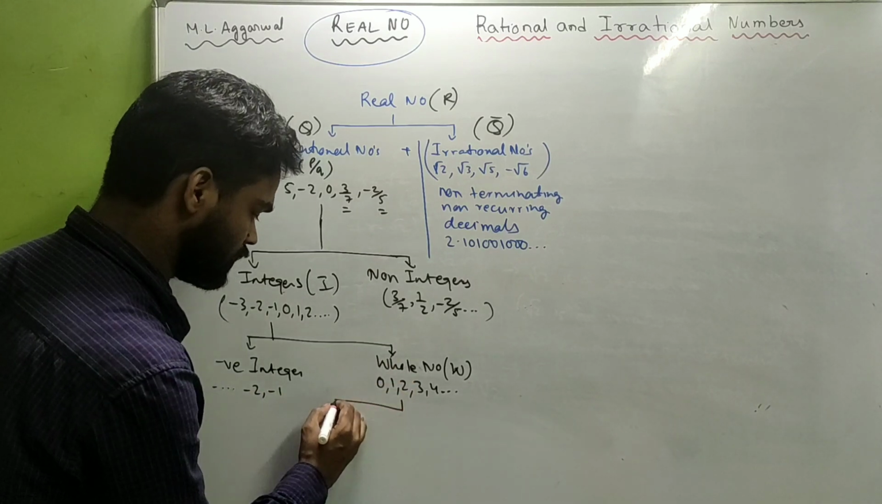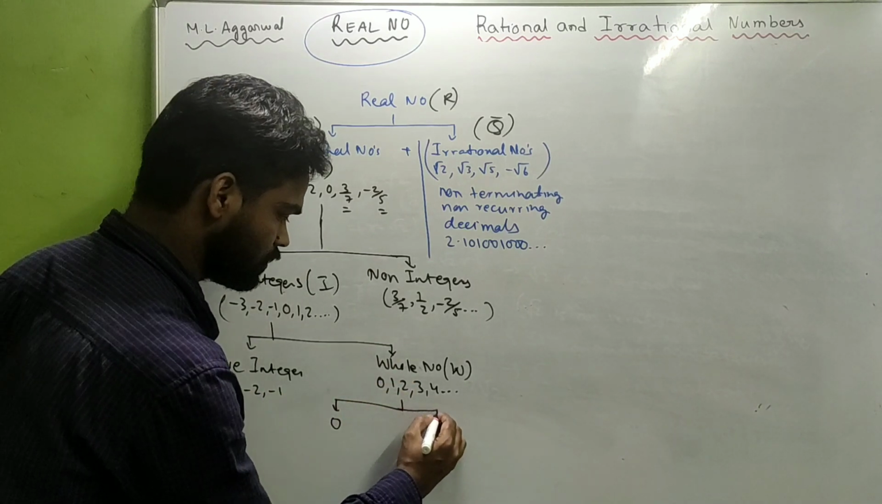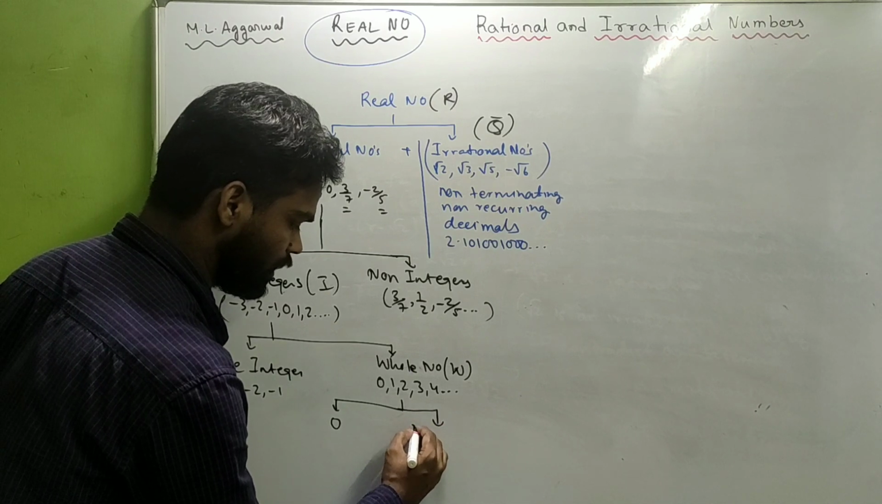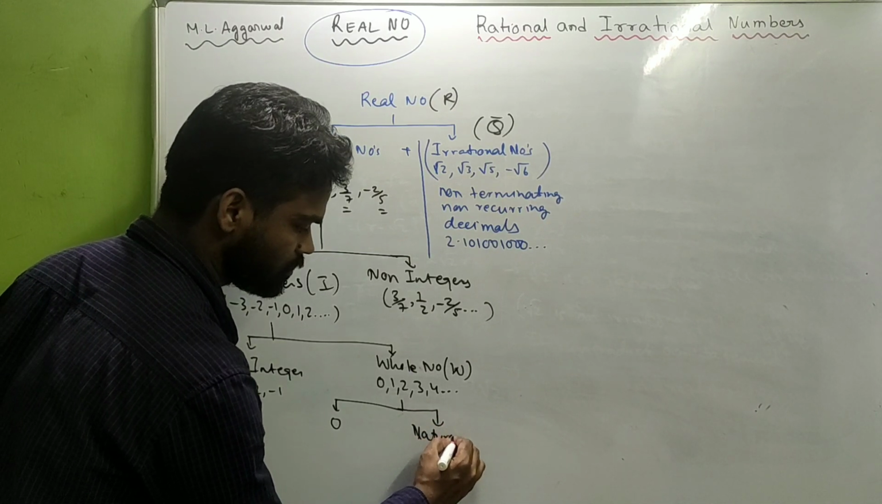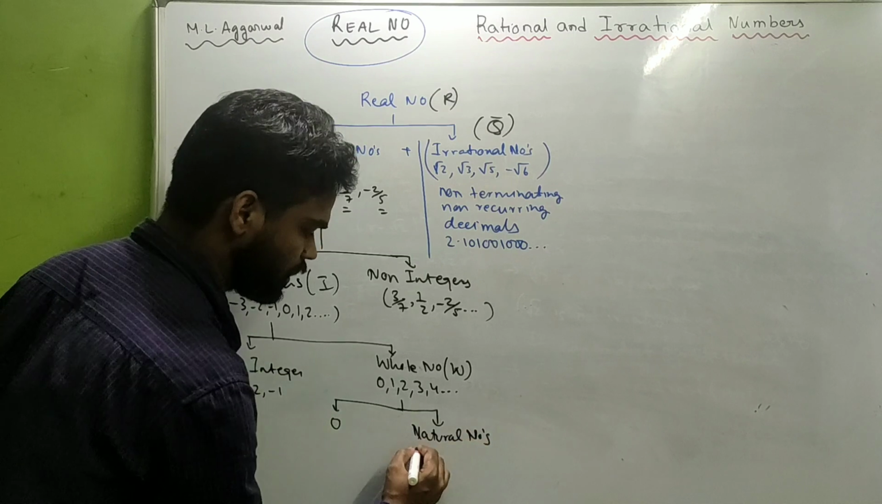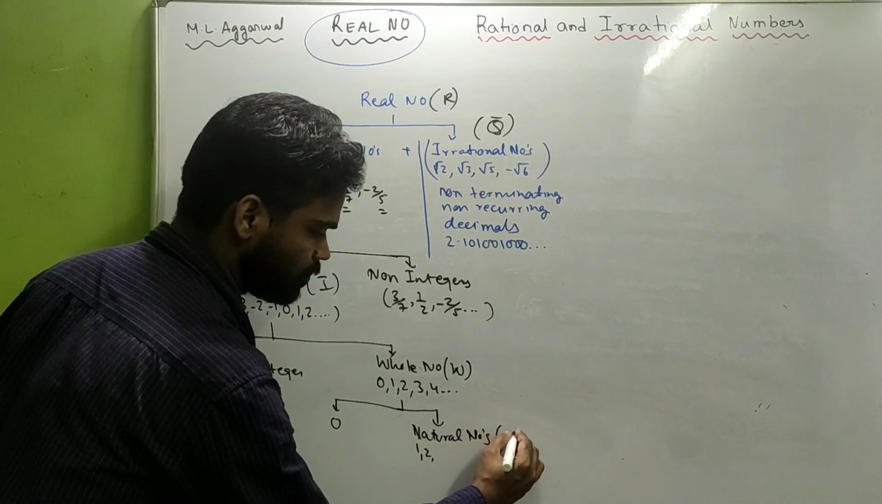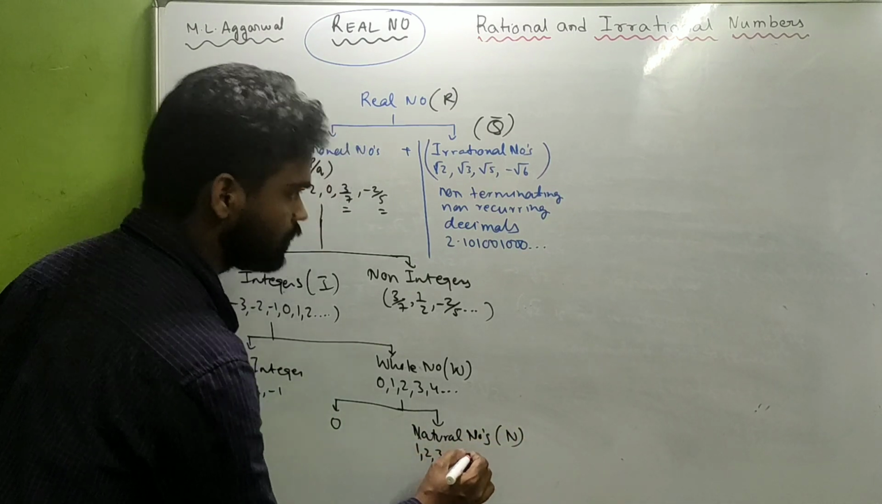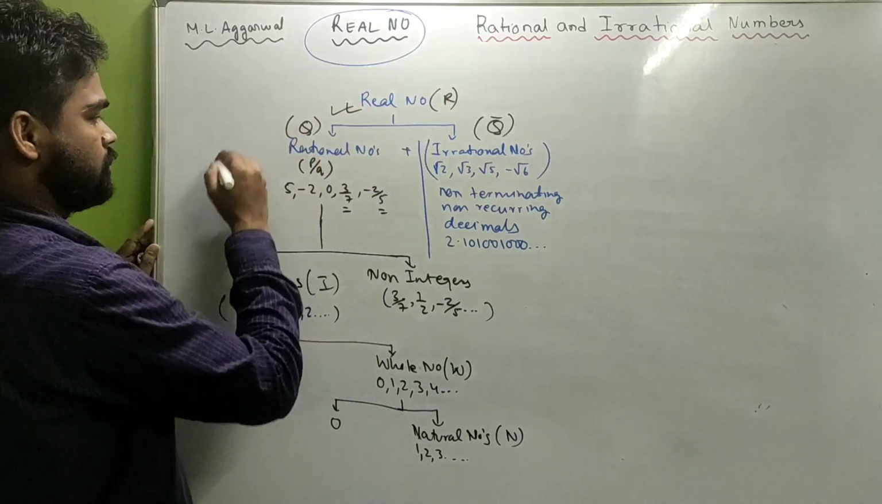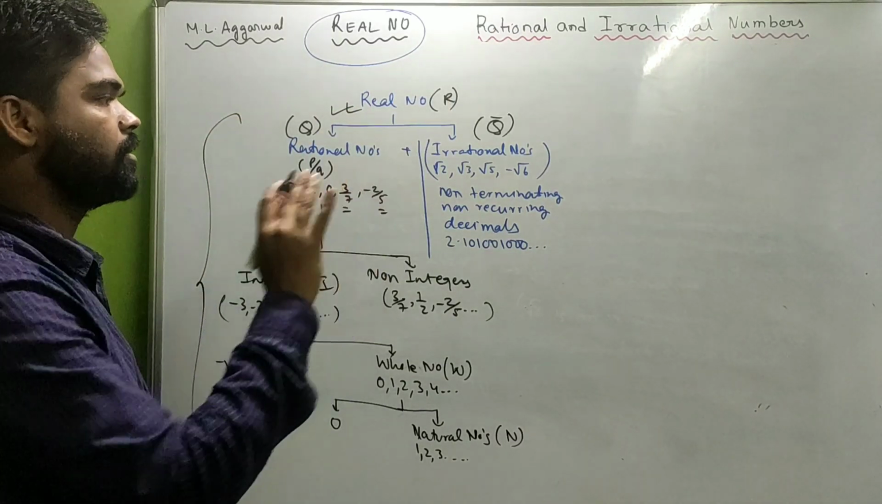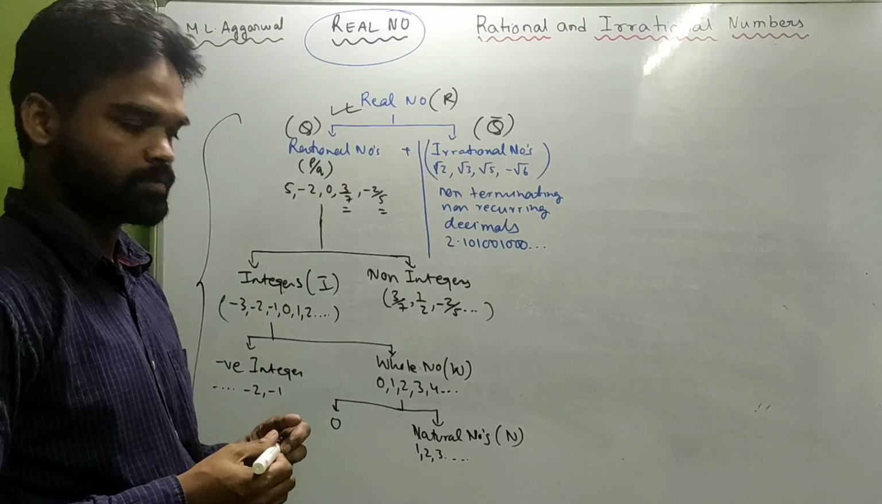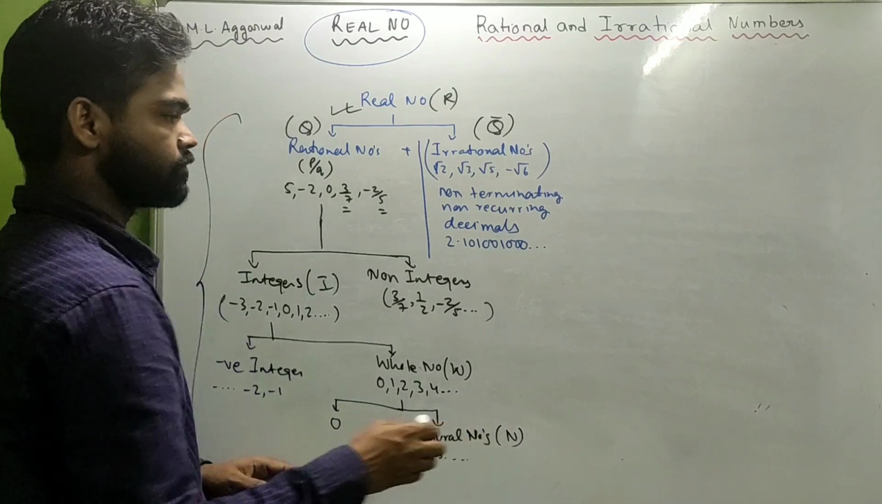Now whole numbers can be divided as 0 and natural numbers, denoted by capital N: 1, 2, 3. So this is the classification of real numbers. Am I clear?